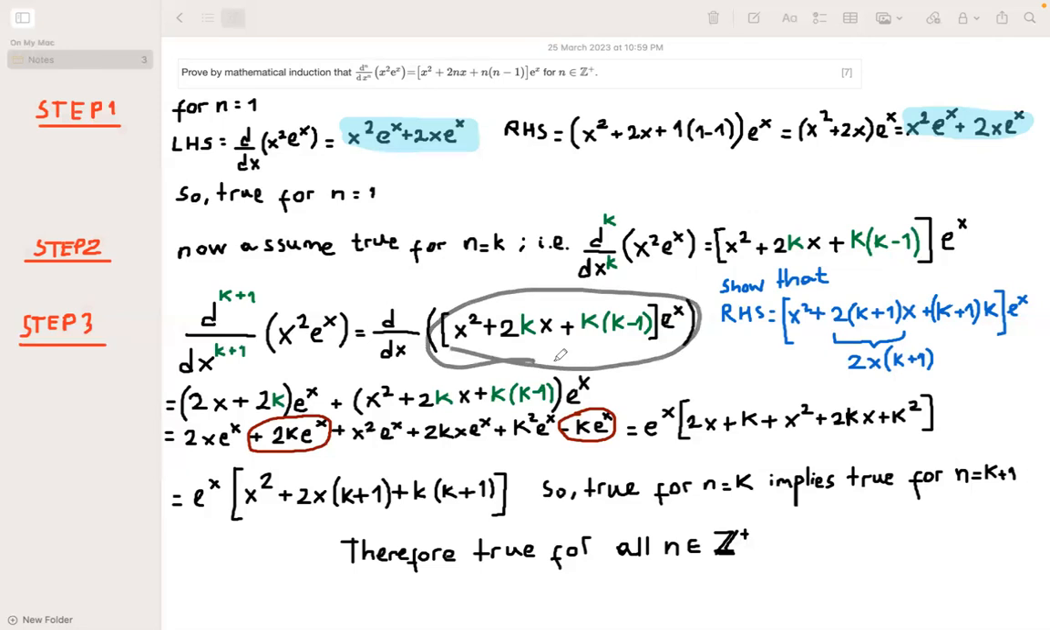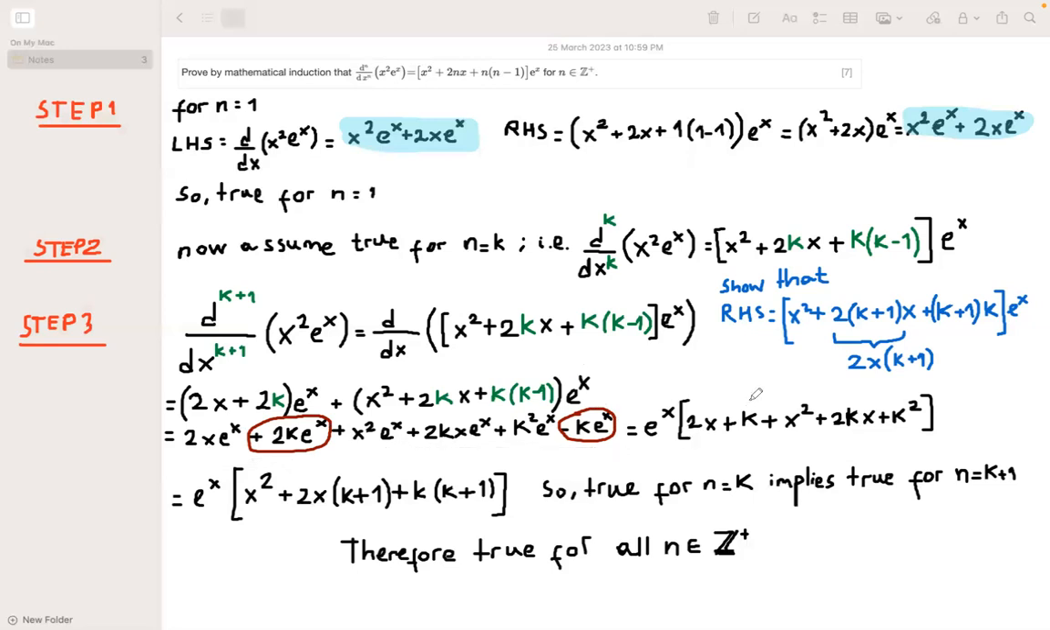We use the product rule again. What is the derivative of x squared? It is 2x. The derivative of 2kx will be 2k, and e^x, because the derivative of k will be 0; it's a constant number. Now I take the derivative of e^x, which is e^x. I'll put it outside, and the same expression without changing anything I'll put down here. Next step is to expand the bracket. Once I expand, I get these expressions.